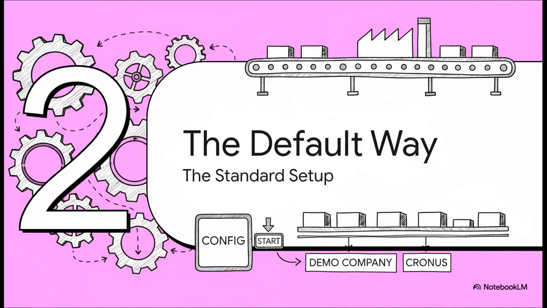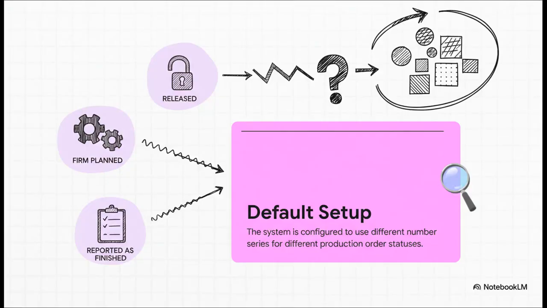So, where on earth does this weird behavior come from? Well, it all goes back to the default setup. The one you'd find in any standard demo company, like Cronus. It's literally configured this way right out of the box. And here it is, the root of the problem. The system, by default, uses different number series for different production statuses. So firm planned orders pull from one set of numbers, and released orders pull from a completely separate set. This means every single time the status changes, the system just reaches in and grabs a brand new number. It's like it gives the same order a whole new identity mid-process.